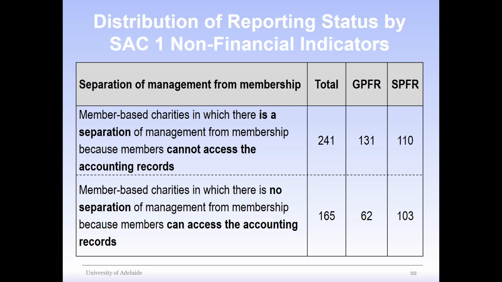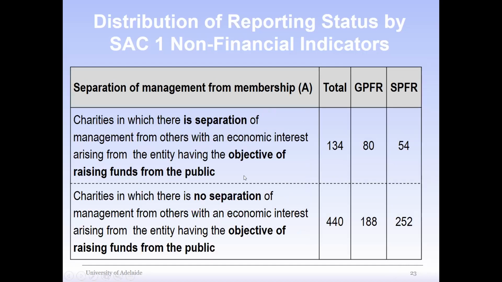There isn't, you would expect, I think, if the reporting entity concept was working well, that the overwhelming majority there would be general purpose financial reports. For the separation of management from membership, there were 3, if you recall. I've just called them here A, B, and C.